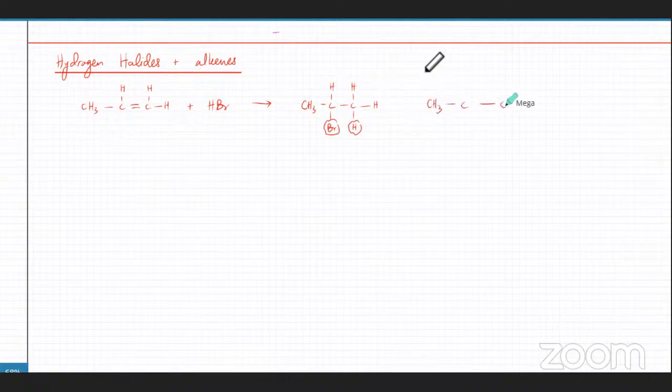The other one is going to be this one: here's your propene molecule with the double bond in the middle. The H will get bonded to this carbon atom and the Br will get bonded to this carbon atom. So that's your major product, and that's your minor product. Sorry, one reaction was left, which is hydrogenation. Let's quickly get over that.